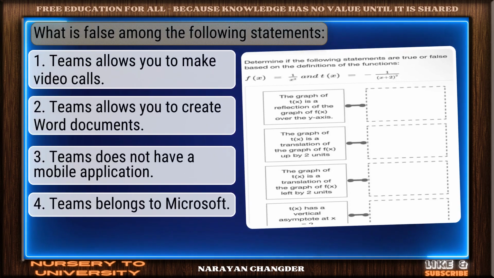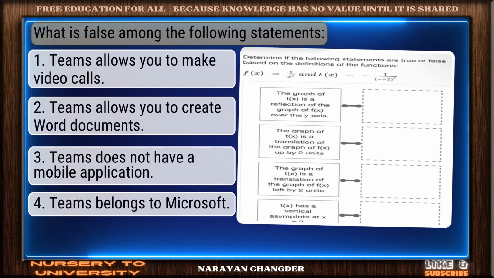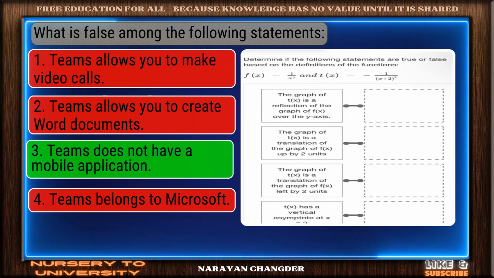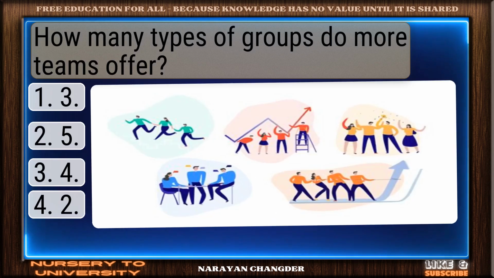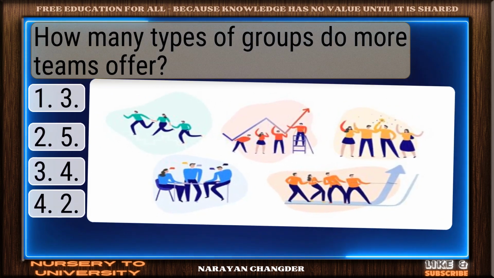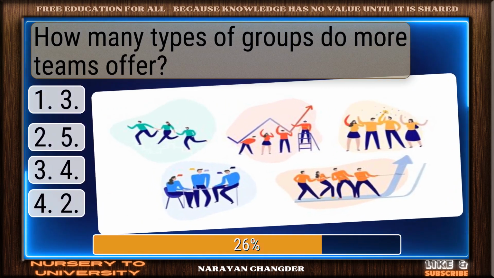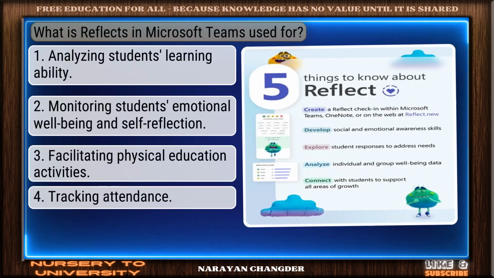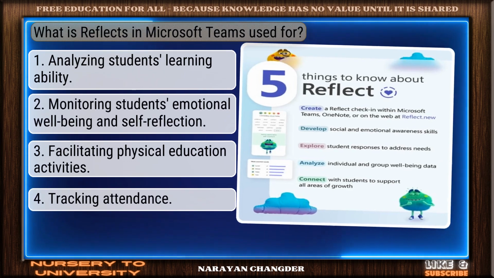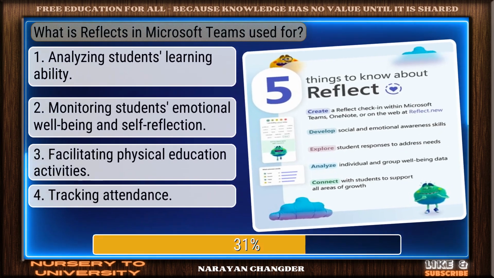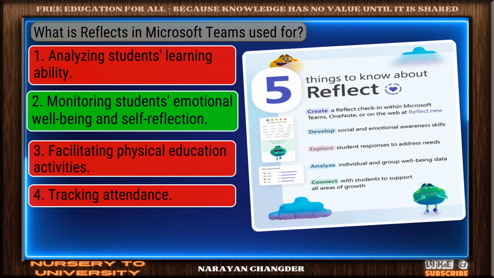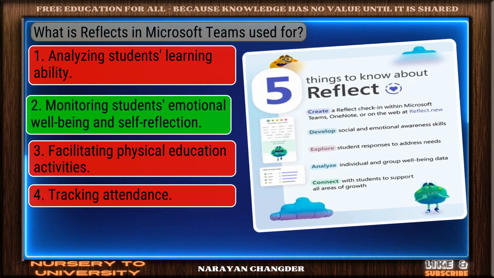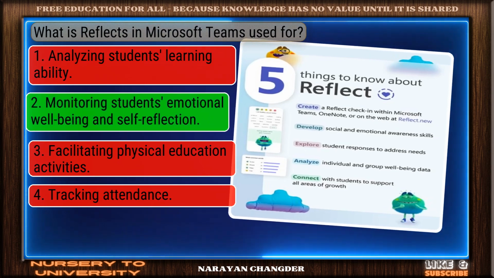Question number 28. What is false among the following statements? Bravo. Teams does not have a mobile application is the answer. Question number 29. How many types of groups does MS Teams offer? Right again. 4 is a valid answer. Question number 30. What is Reflect in Microsoft Teams used for? Nice work. You chose monitoring students, emotional well-being and self-reflection, and it is correct.